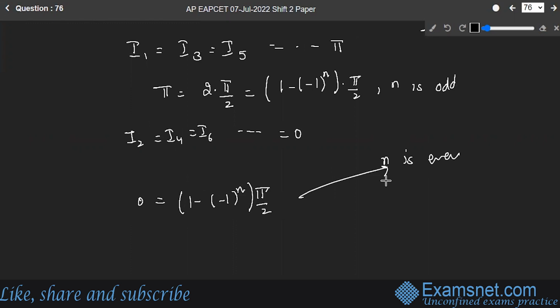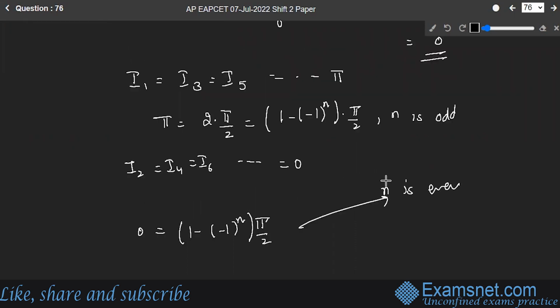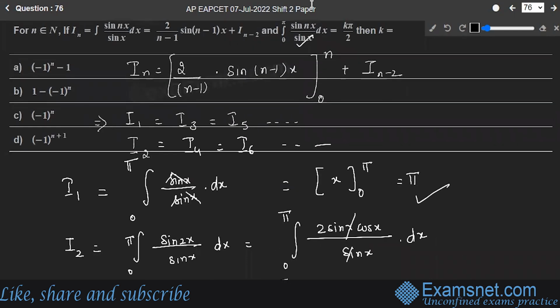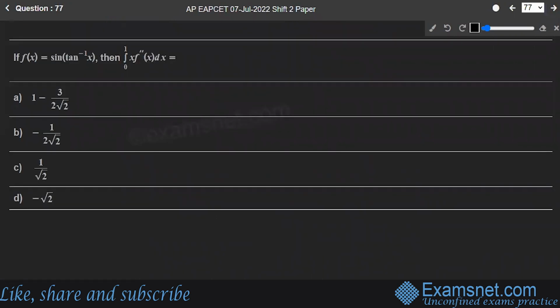So hope you are clear with this one. Let's check with the options. What is the correct answer? Option B is the correct answer for the question. Hope you are clear with this. Next is question number 77.